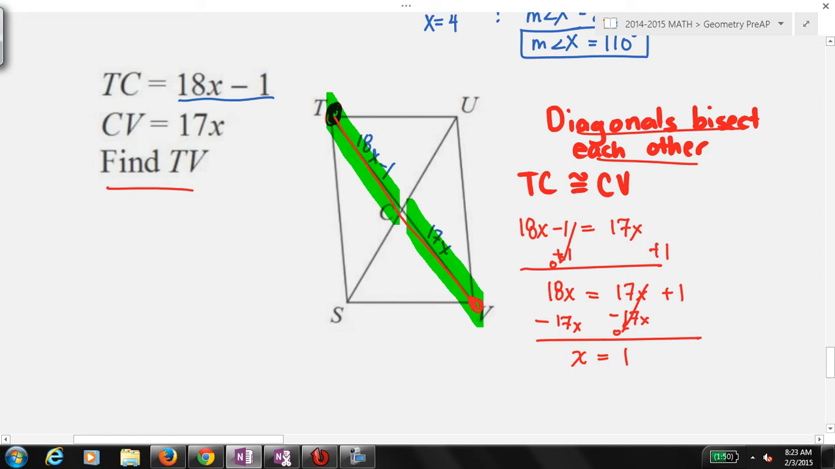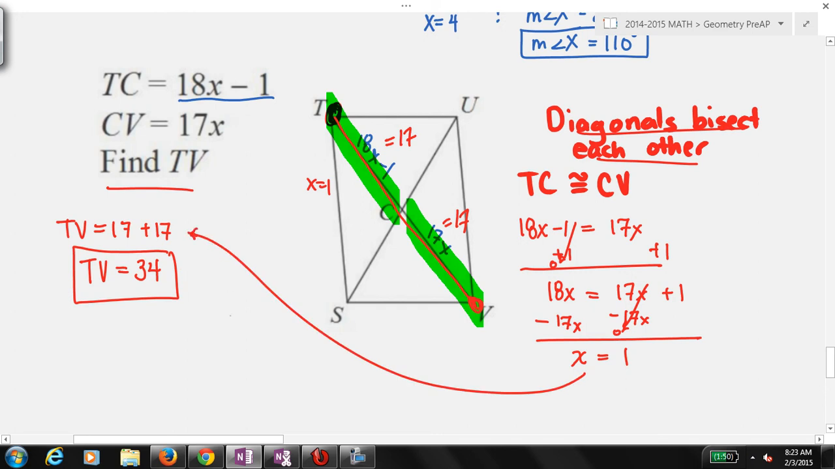And if I do that, T to V is basically going to be plug in the x into T to C. So if I substitute x equals to 1, 18 times 1 is 18 minus 1. This minus 1 is 17, and 17 times 1 is 17. So once again, TV is going to equal to 17 plus 17. So TV is the same thing as 34 units. Guess I'll put an arrow here that once you found the x, make sure that you substitute it back correctly to whatever it is that they're looking for.